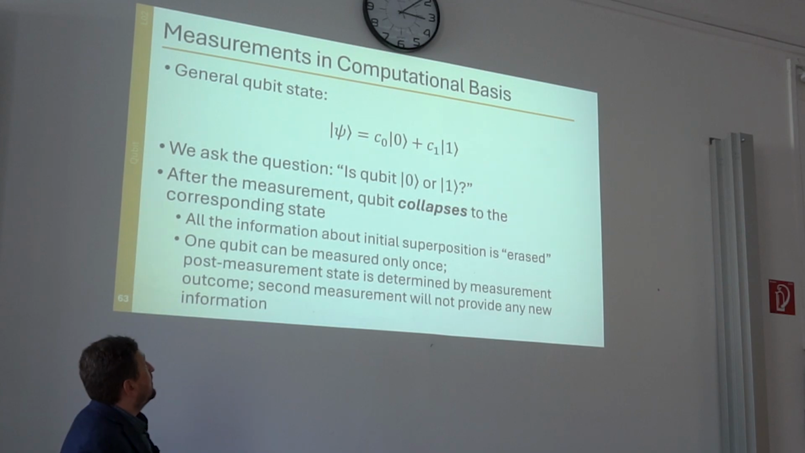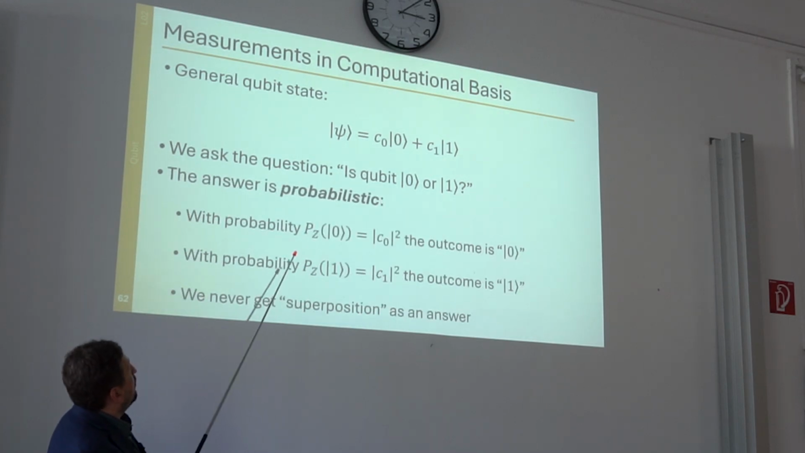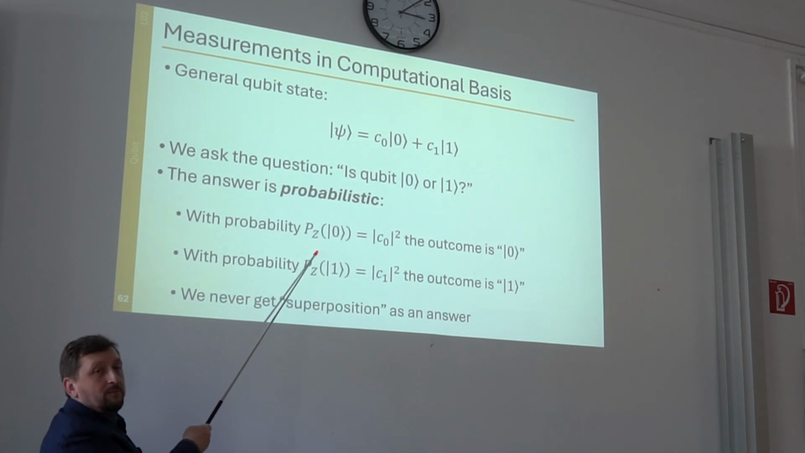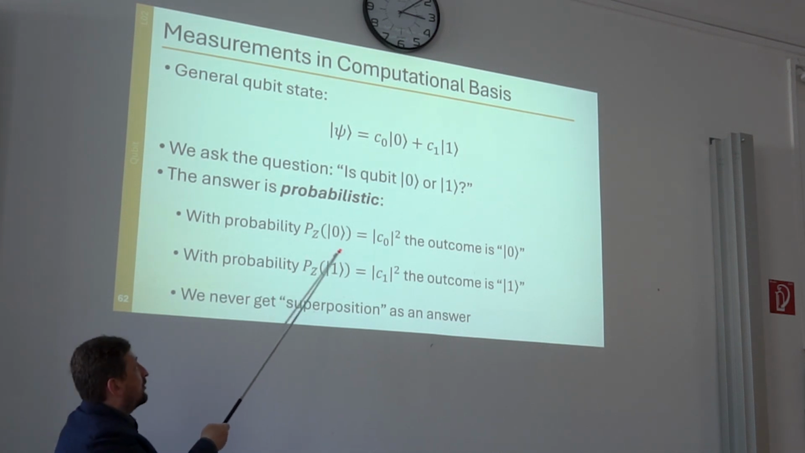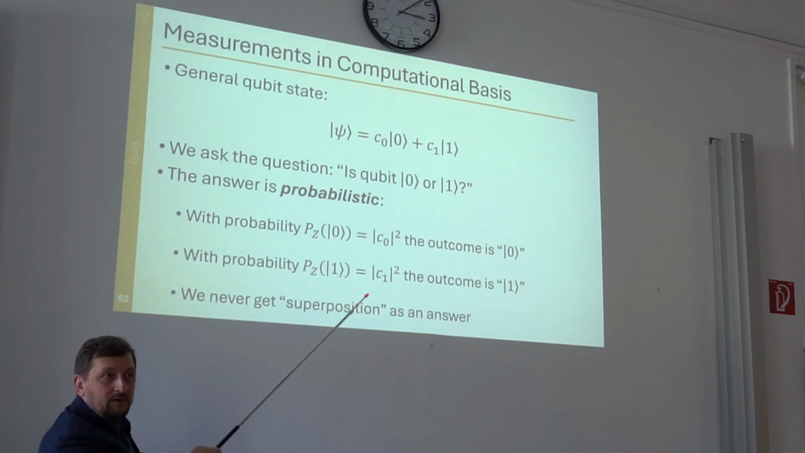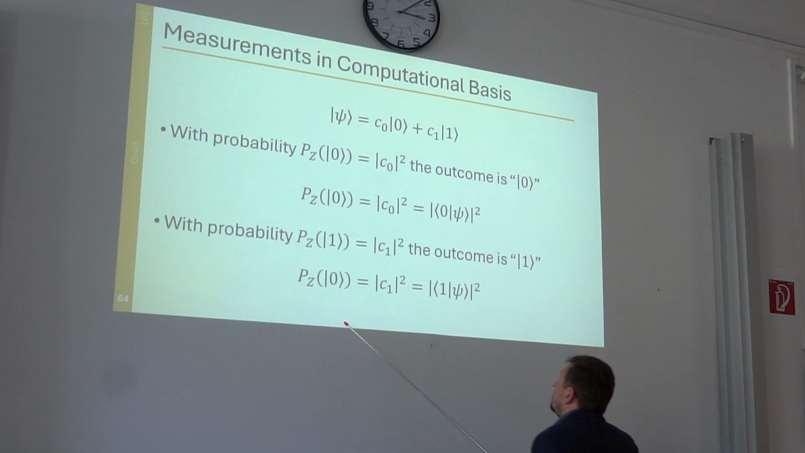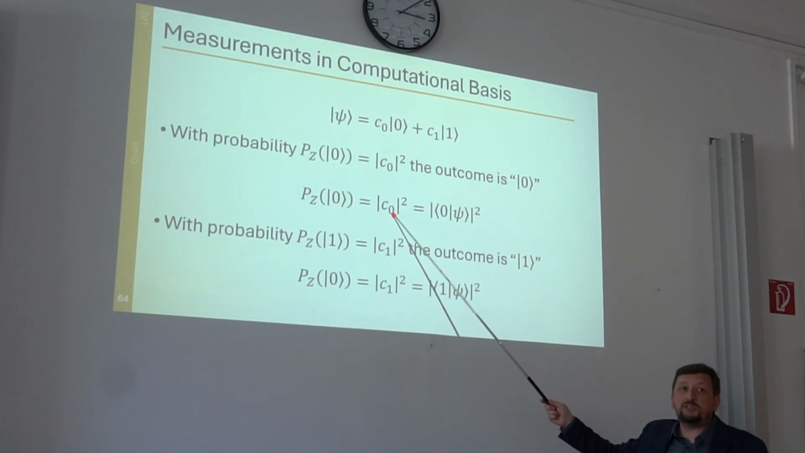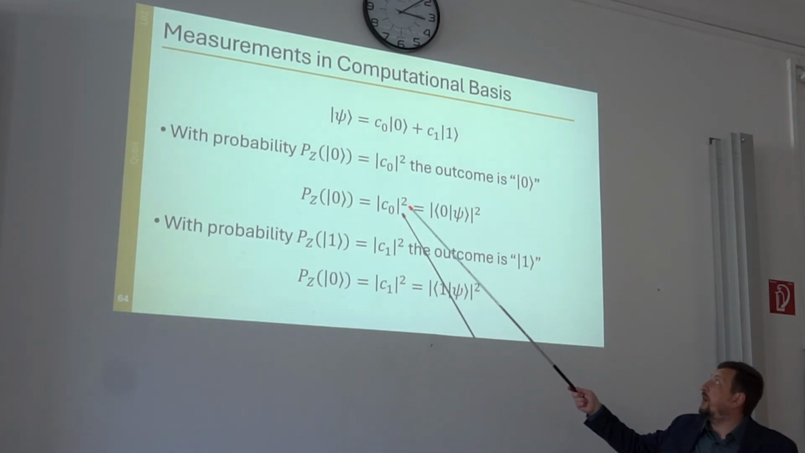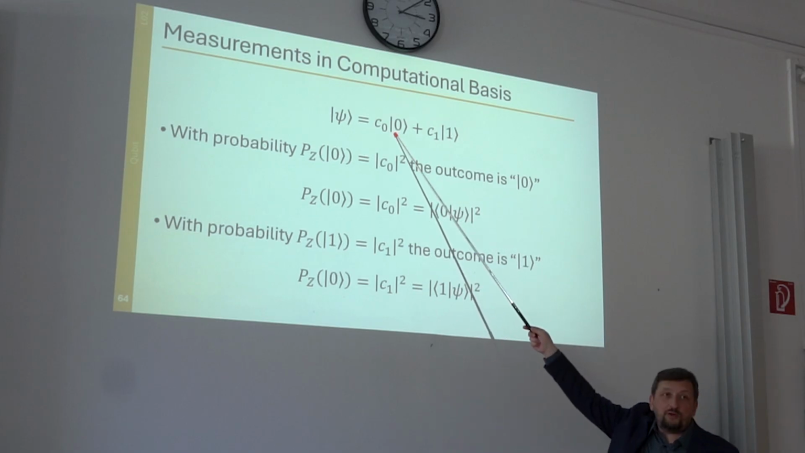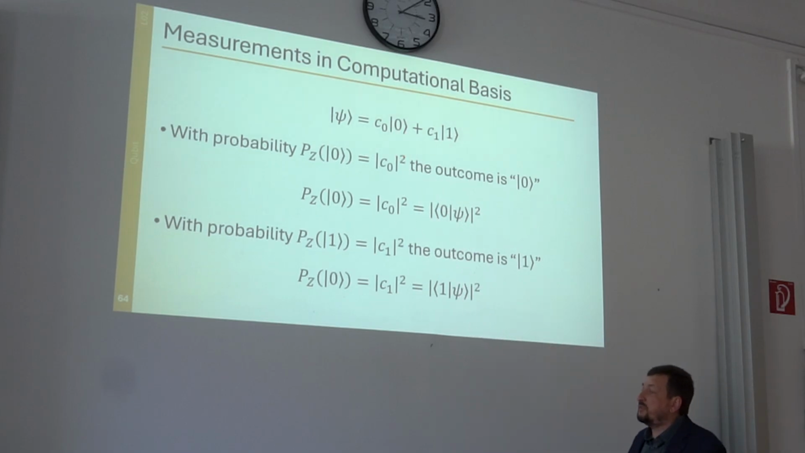Okay, so this is a simple rule: if we measure a qubit in this state, then the probability of getting answer 0 is C0 squared, and the probability of answer 1 is C1 squared. We can rewrite these general rules in a different form. So what is C0 squared? How can I define it? Well, C0 is this coefficient.